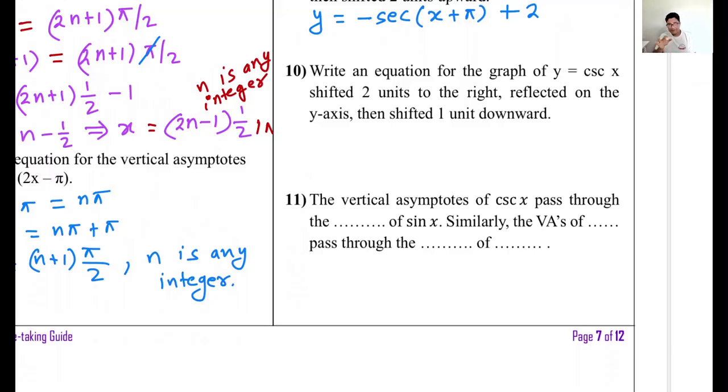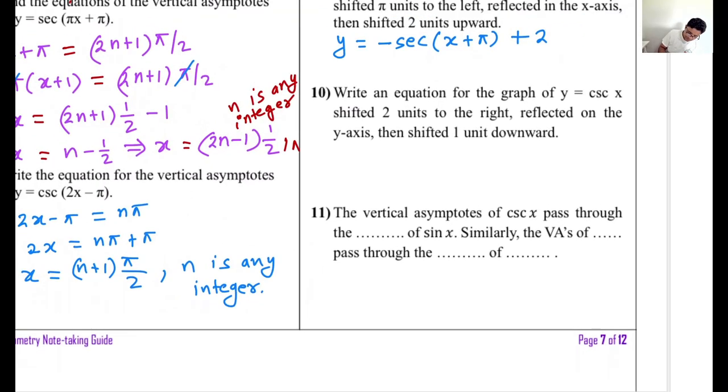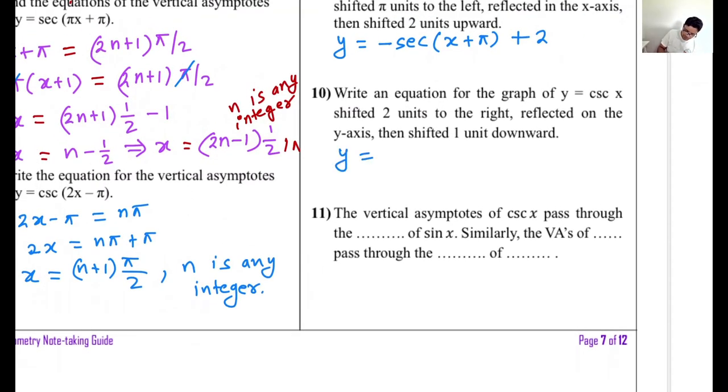Write an equation for the graph of y equals cosec x shifted 2 units to the right, reflected on the y-axis, and then shifted 1 unit downward. I'm going to start right away. Cosec x shifted 2 units to the right, reflected on the y-axis. Now when you reflect on the y-axis, you're evaluating f of negative x. So I have to do this.